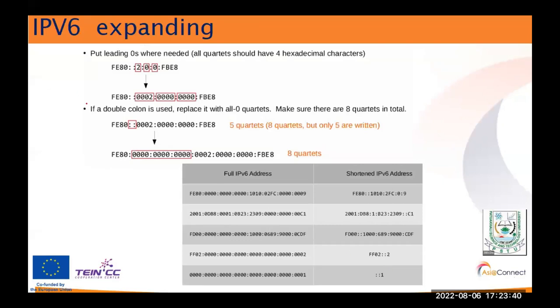This is also expanding. You also need to practice expanding. So if this is a full IPv6 address that was shortened, you can also go from short to expanded by using the previous rule in reverse. From this short IP address, you can also expand it in a similar way.